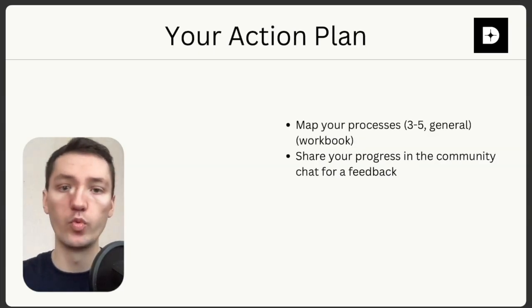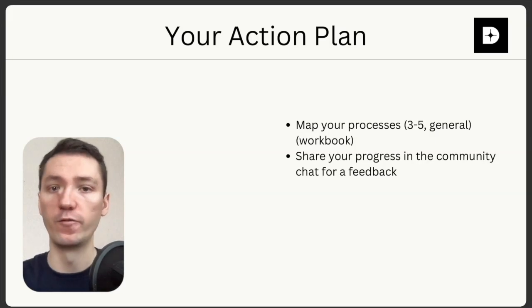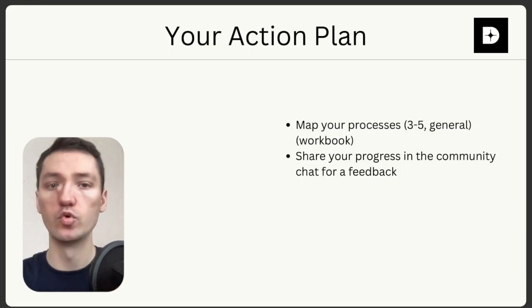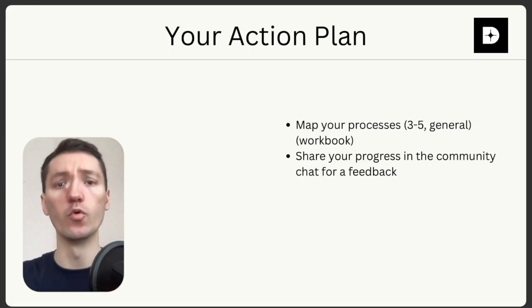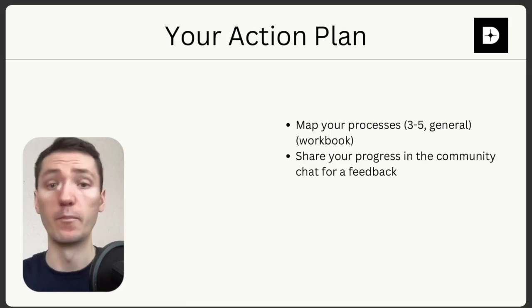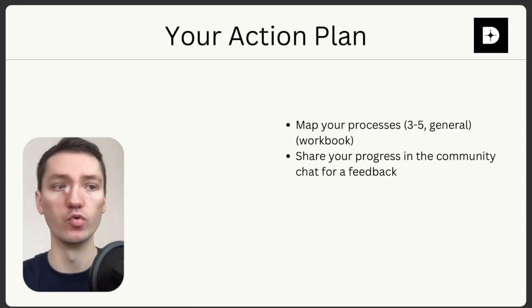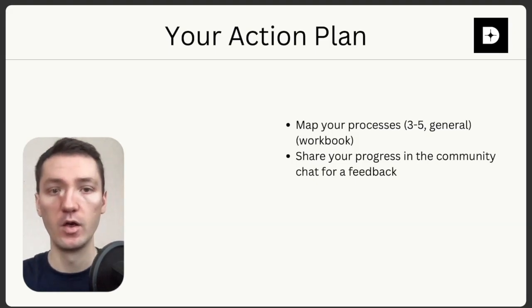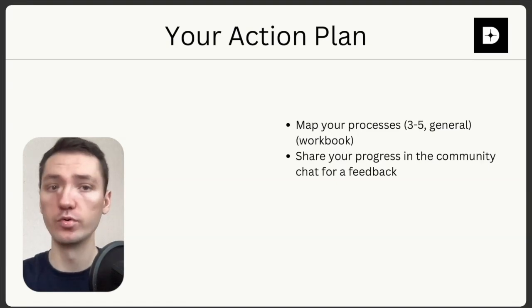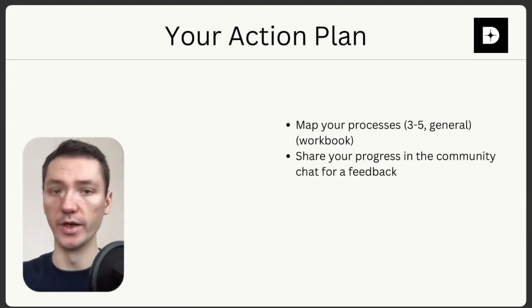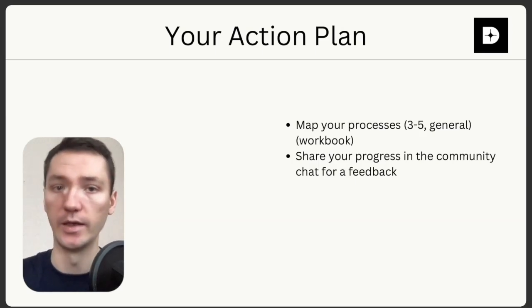And now we are going to our action plan for this module. What I would ask you to do is map your processes. Probably you will have a list of 15, 20, or maybe 40, 50 problems in your business which you want to solve. I would recommend you pick 5 of them, which you think are the most important, based on the criteria we discussed in the second module. If you haven't seen that, go there and rewatch it.